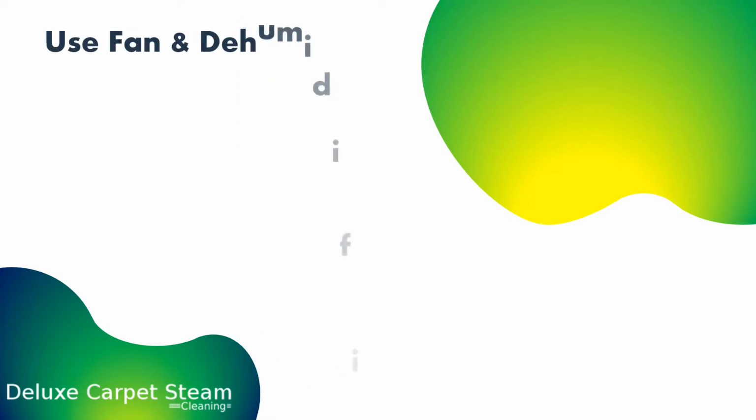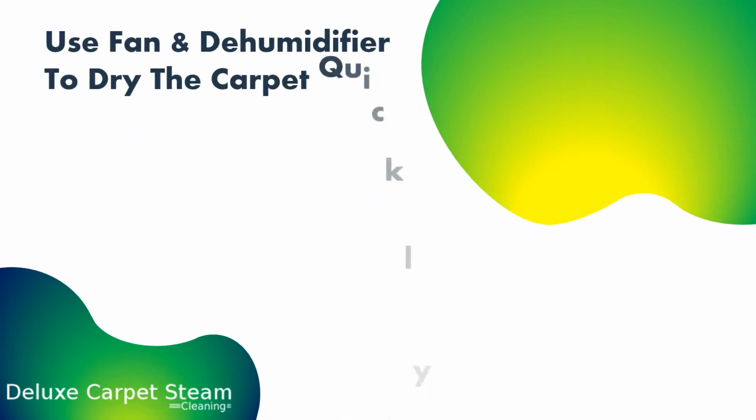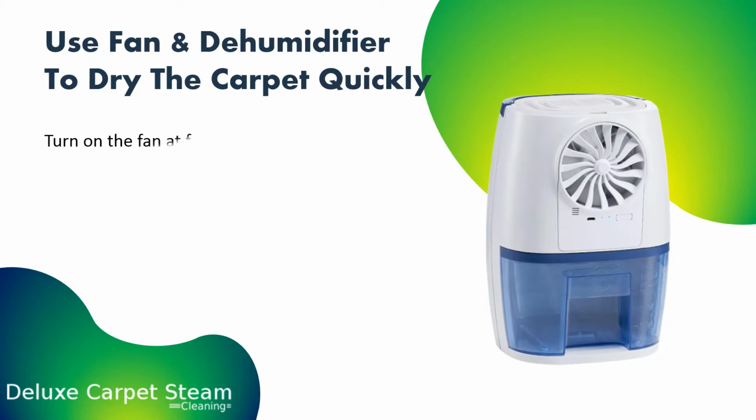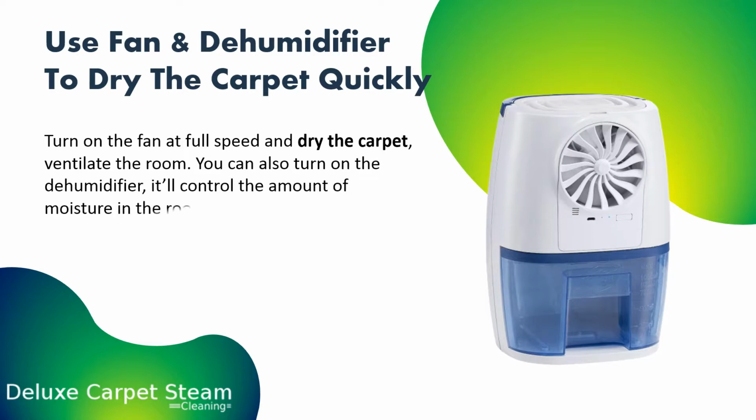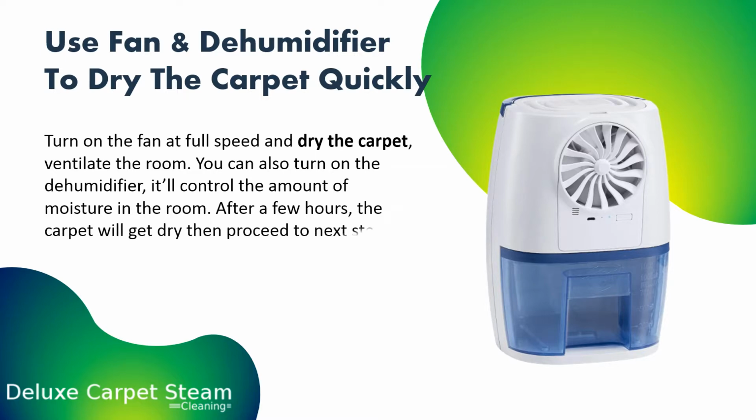2. Use a fan and dehumidifier to dry the carpet quickly. Turn on the fan at full speed and dry the carpet. Ventilate the room. You can also turn on the dehumidifier. It will control the amount of moisture in the room. After a few hours, the carpet will get dry, then proceed to the next step.